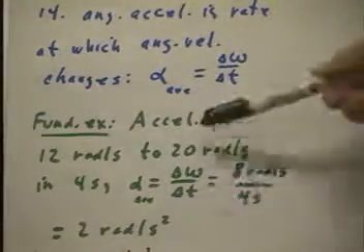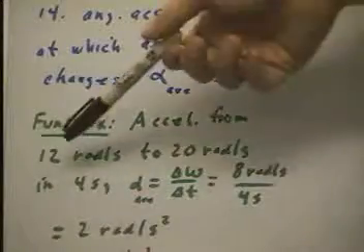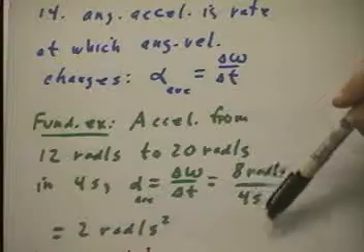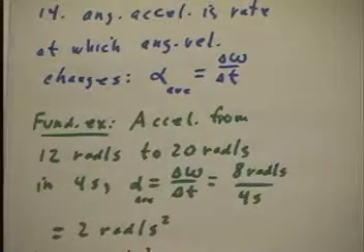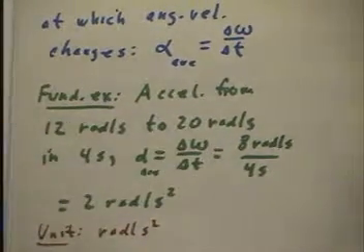Fundamental example, if we accelerate from 12 to 20 radians per second in 4 seconds, then we have a change in angular velocity of 8 radians per second, spread out over 4 seconds. Then on the average, we have 2 radians per second squared acceleration. And the units, of course, are radians per second squared.